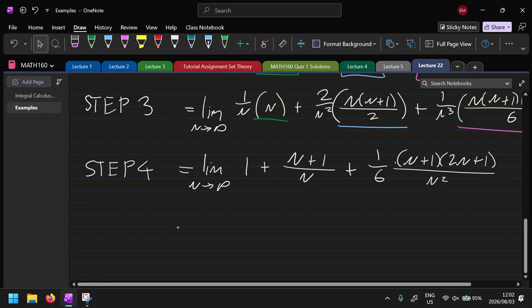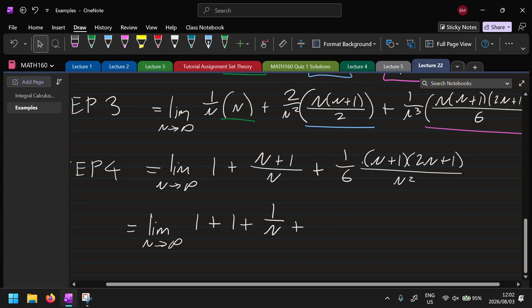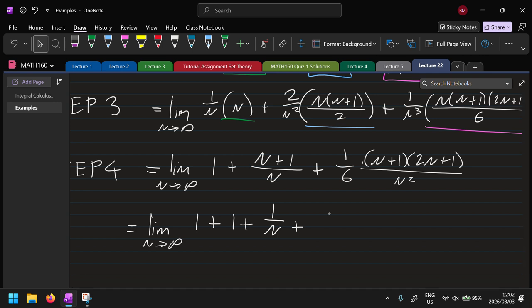So let's do that. We're going to split this up. So this is going to be the limit, n goes to infinity, 1 plus n over n, that will be a 1. And then 1 over n, that's 1 over n. Plus. Next one, we can expand out the brackets and then simplify. So we get the 1 over 6 still.